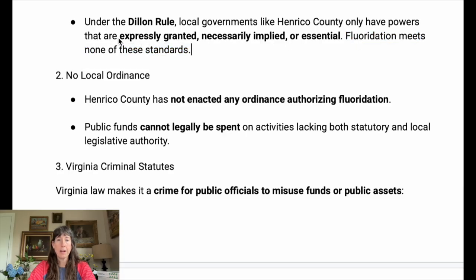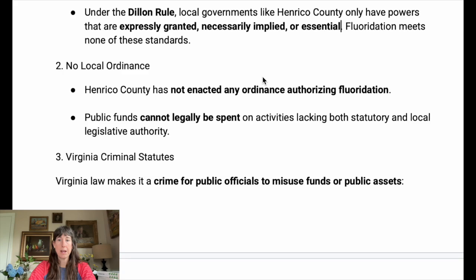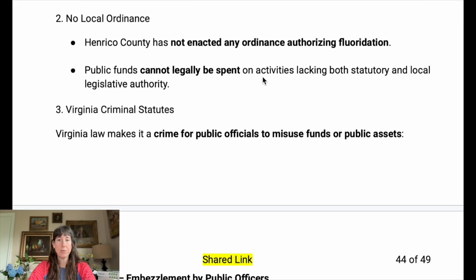Remember, fluoride, there is no law that expressly grants Henrico the power to put fluoride in the drinking water. There is no law in Virginia that says that fluoride is necessarily implied in such law. And fluoride is not essential to promote pure water. It is not used to make the water safe to drink. It is used as medicine. It is used to medicate the public.